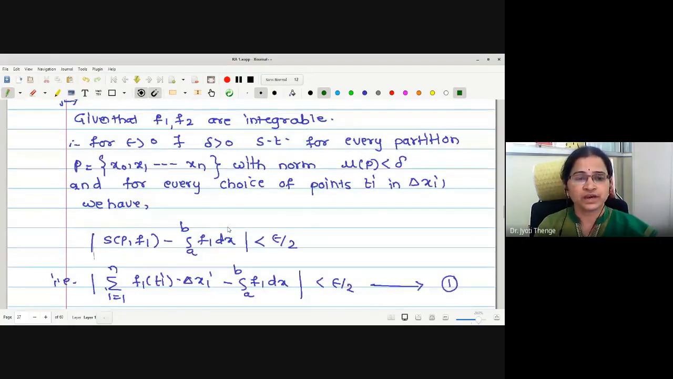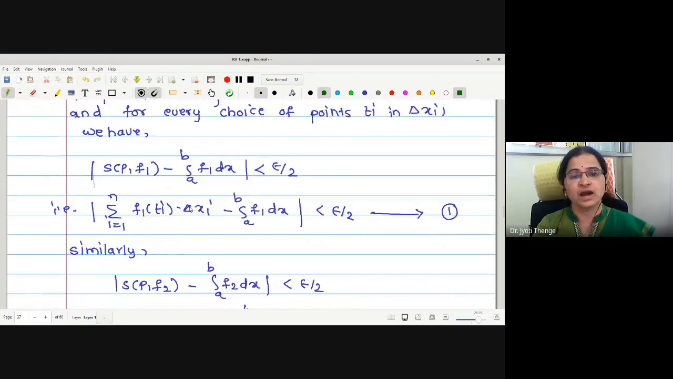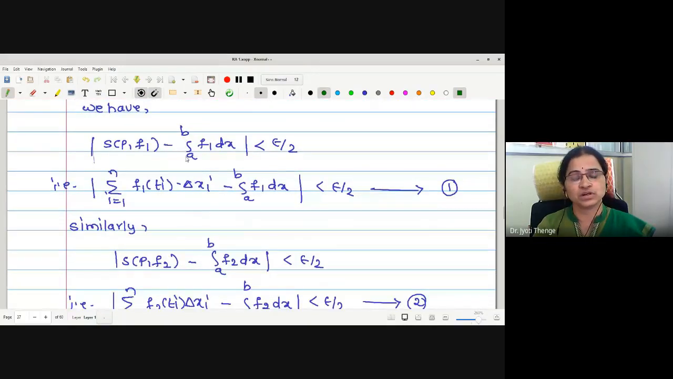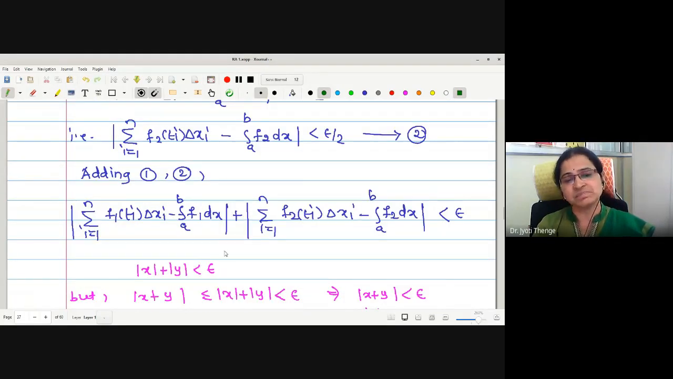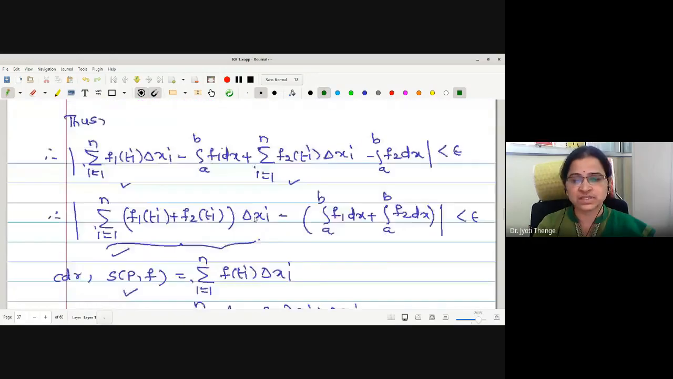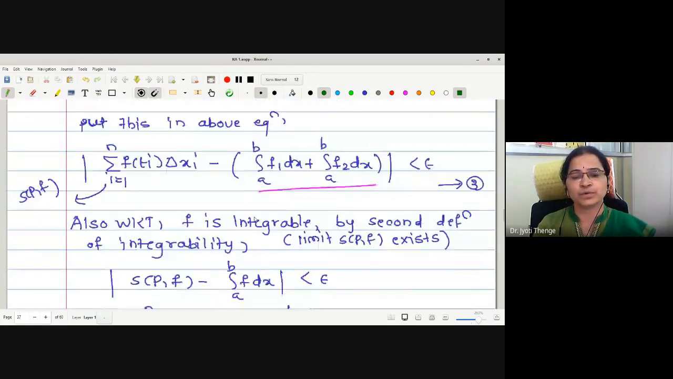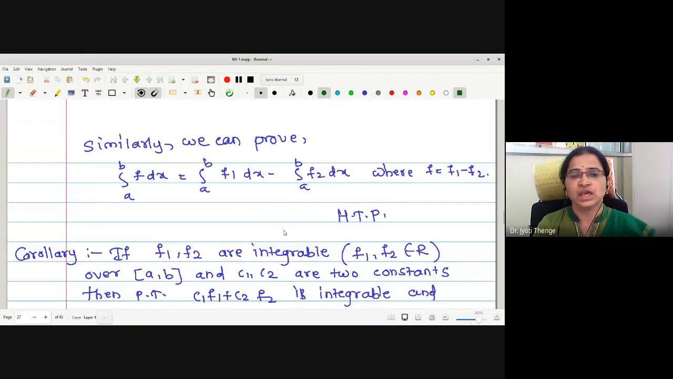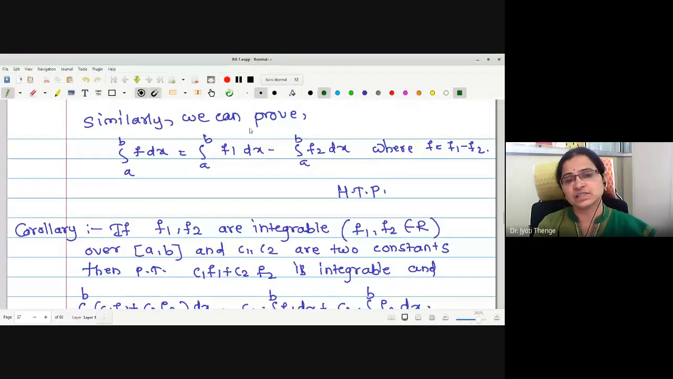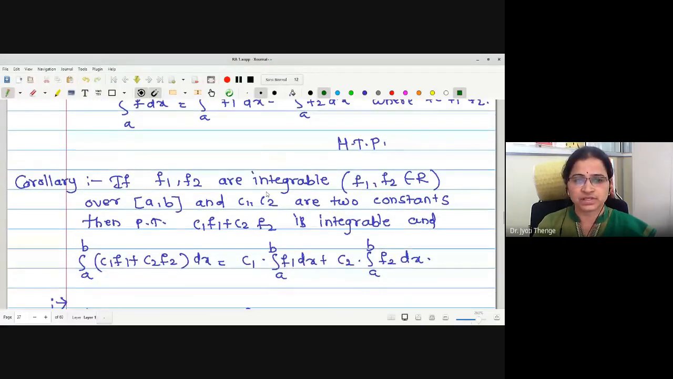For this, we initially started with a partition of the given interval with norm of P less than delta, and we wrote both definitions of Riemann sum for both the integrable functions f1 and f2. Then by simply adding both the inequalities and with some suitable steps, we proved that the integration from a to b of f is equal to the integration from a to b of f1 plus the integration from a to b of f2, and the same is true for the difference as well.